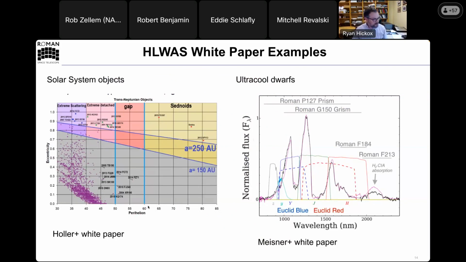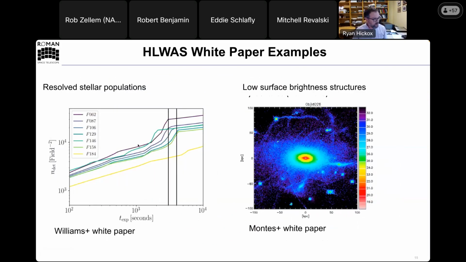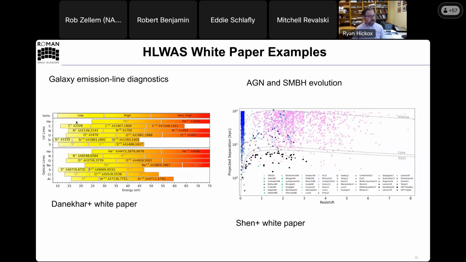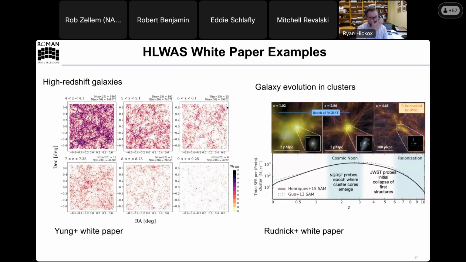There's been some really interesting science we could do for solar system objects, studies of ultra-cool dwarfs in the wide area survey, resolved stellar populations and low surface brightness structures in nearby galaxies, galaxy emission line diagnostics across a wide wavelength range with the GRISM spectroscopy, and how that can be applied, for example, to AGN and black hole evolution. And then there were a number of inputs about the very high redshift universe, looking at very early galaxies and the growth of structure through reionization, and also how galaxies evolve, for example, in clusters, of which you can find a lot in these wide area surveys.